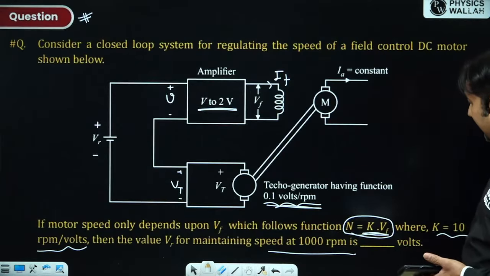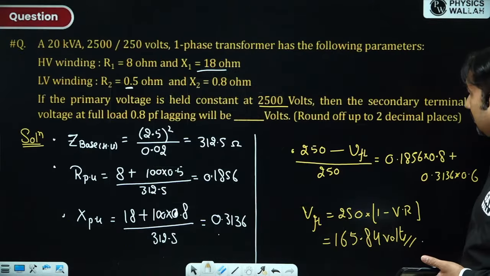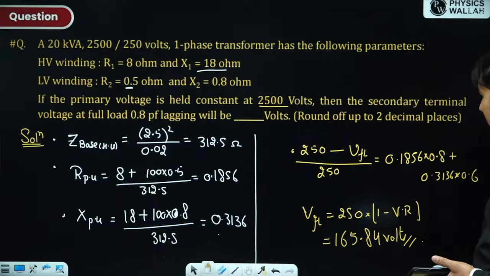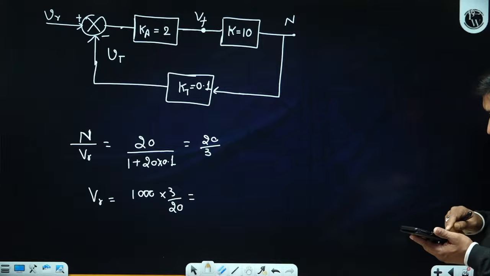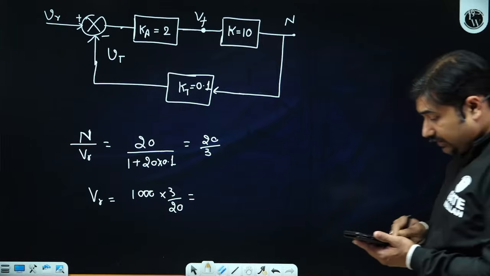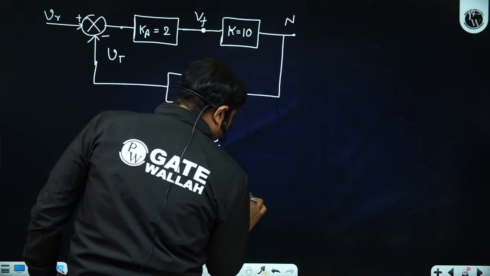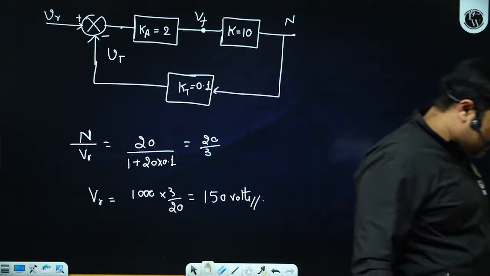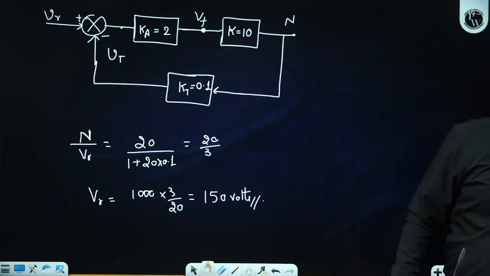What is 100, beta ji? 1000 is given to you. What is 100 you have calculated? Can you please let me know by writing in the comment section, beta ji, what is 100? 1000 into 3 by 20. We are getting the reference voltage needed to be 150 volts only. Anish, kindly do the correction, beta.